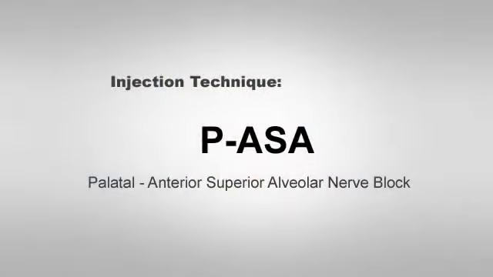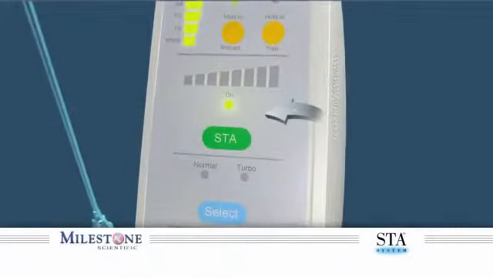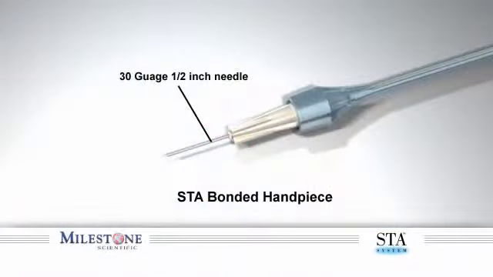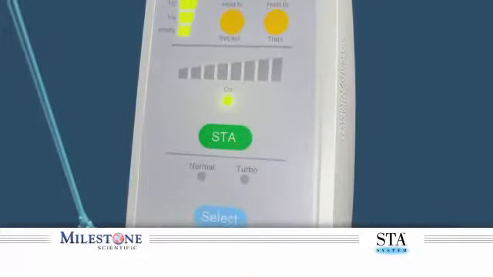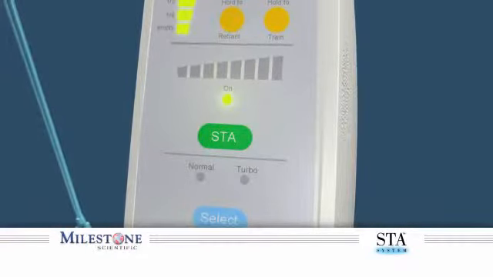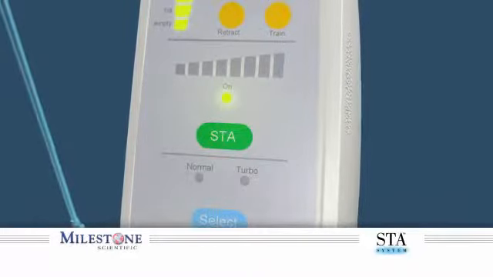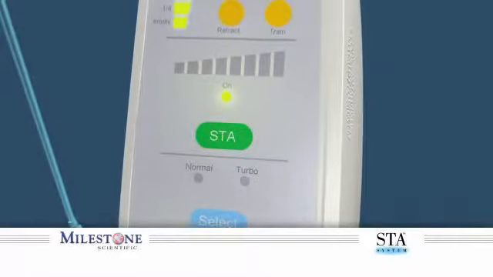Injection technique: PASA, or palatal approach, anterior superior alveolar nerve block. Before you begin, verify the STA system is set to the STA mode. It is recommended that you use the 30-gauge half-inch bonded STA1 handpiece for this injection. Please note it is critical to use the STA mode for this injection to ensure that a safe and controlled single flow rate is maintained throughout this injection.